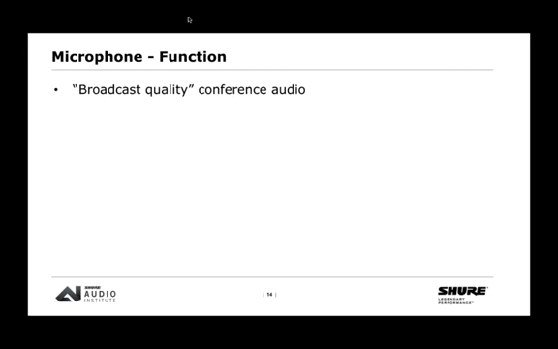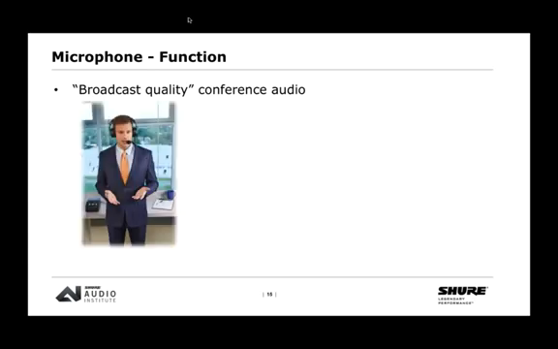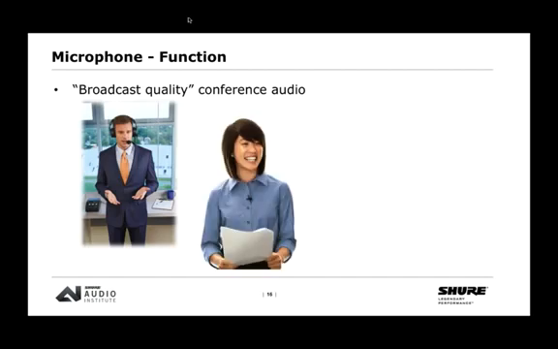So, the biggest question we get, the exec comes in and says, I want broadcast quality audio. This is what we want for conference audio. And so we show him what that looks like. Here he is wearing his broadcast BRH 50 headset. And then, of course, they laugh and they go, well, we'd never do that. We couldn't have that for conference.